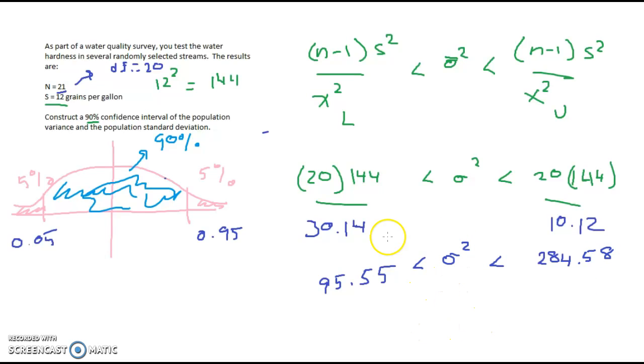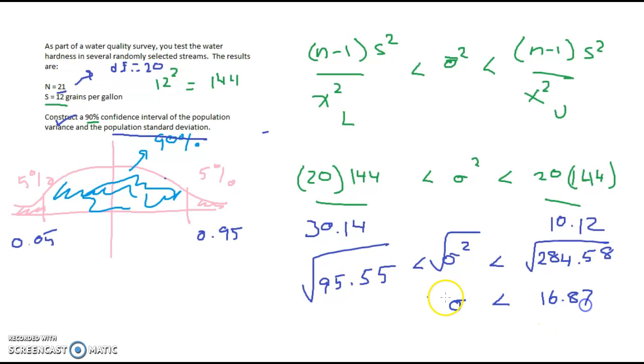Process is what matters. So there we go. We figured out the confidence interval for the population variance. The last thing is, they wanted the population standard deviation, so that's just the square root of all of this. Take the square root of 284.58, and you end up with something like 16.87, and then the square root of the other bound is 9.77. And there you have it.